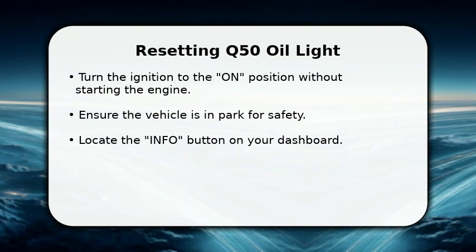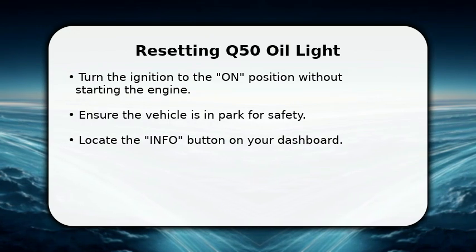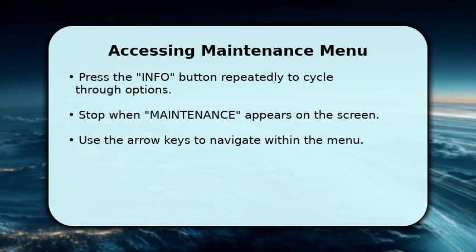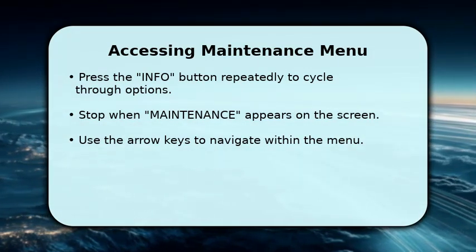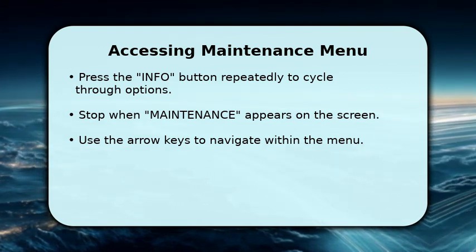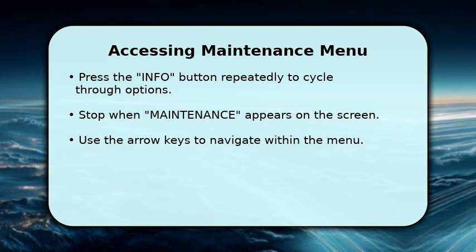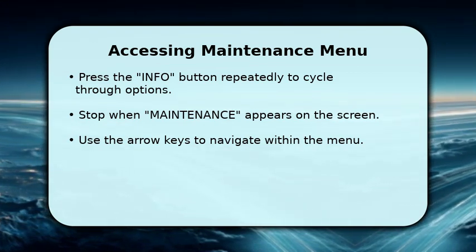You'll need to locate the Info button, usually found near your steering wheel or on the center console. Once the ignition is on, press the Info button repeatedly. You'll see various options cycle through your display screen. Keep pressing until Maintenance appears. This is the section where you can manage different service reminders.